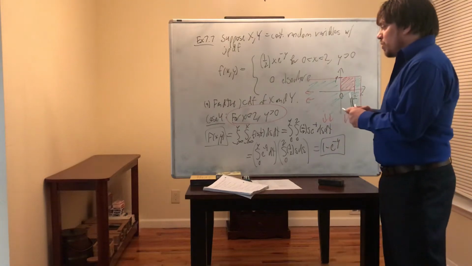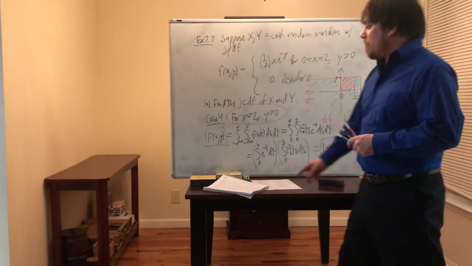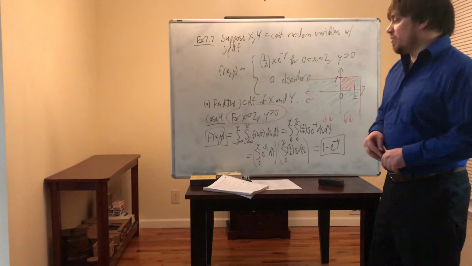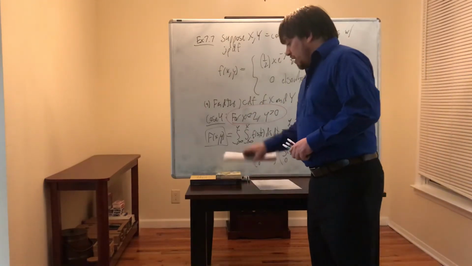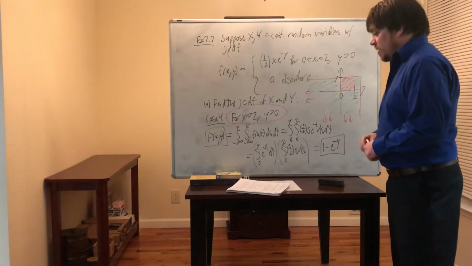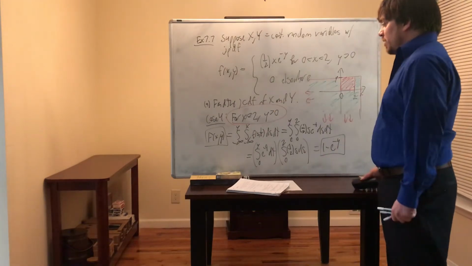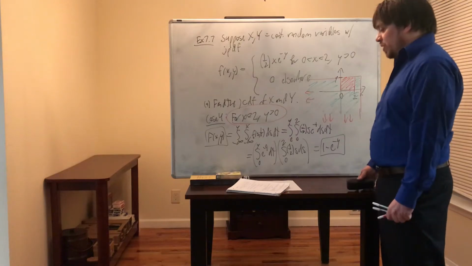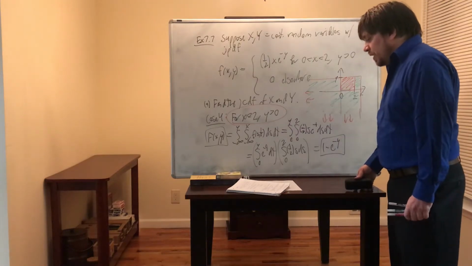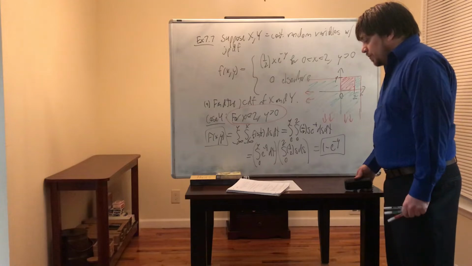And so with all 4 of those cases, you could then define capital F of x comma y as a piecewise function in 4 pieces, one for each of the 4 cases. And that's the answer to part A, finding the joint cumulative distribution function of x and y. Okay?